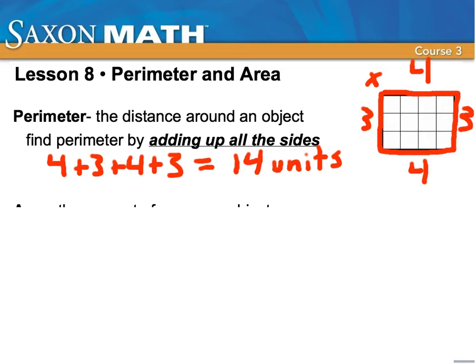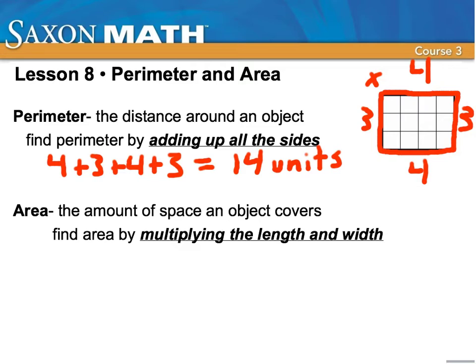Now let's talk about area. Area is the amount of space an object covers. And we find the area by multiplying the length and the width together. So the area is going to be the amount of space this shape takes up, so that's going to be all these little squares in here. Now when the picture is drawn like this with squares, we could find the area by just counting them. There are 1, 2, 3, 4, 5, 6, 7, 8, 9, 10, 11, 12 squares inside there. So that means this object has an area of 12.